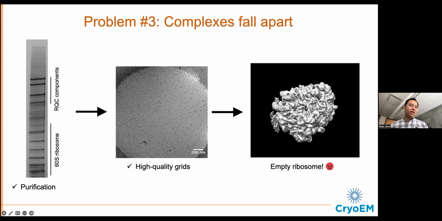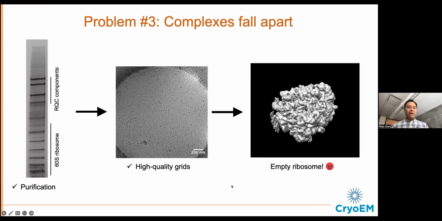So even though in our gel, we expected to see an enrichment of these bound components of the RQC to these ribosomes, in the end, our reconstruction only showed evidence of the ribosome itself. There was no evidence of the bound RQC factors that we were interested in. So what happened? The most logical explanation is that at some point between purifying the sample and freezing the grids, the complex had fallen apart.